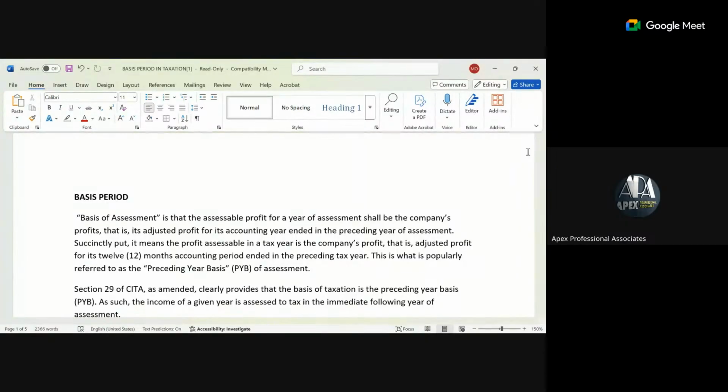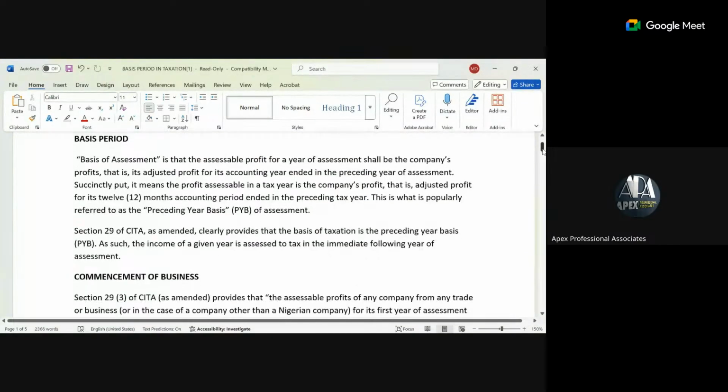So when you look at it, the Finance Act 2019 also says that the profit assessable in a tax year in a company's profit, that is adjusted profit for its 12-month accounting period ended in the preceding tax year, is normally referred to as the preceding year basis.